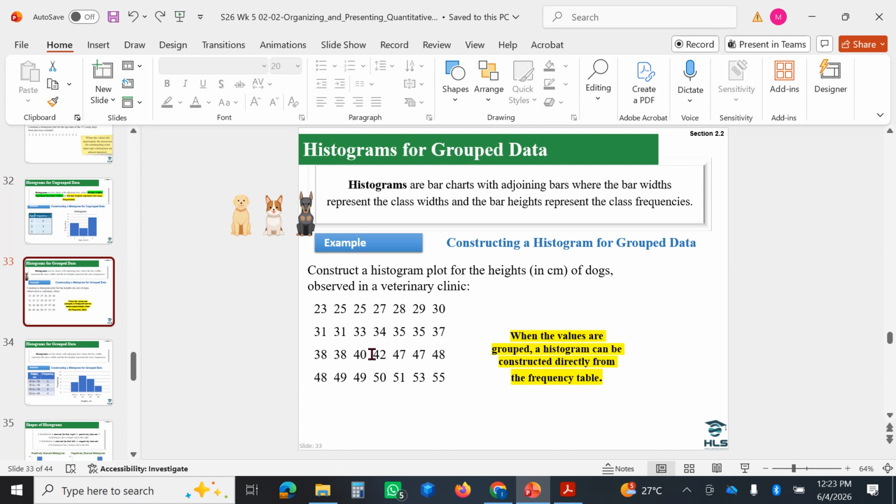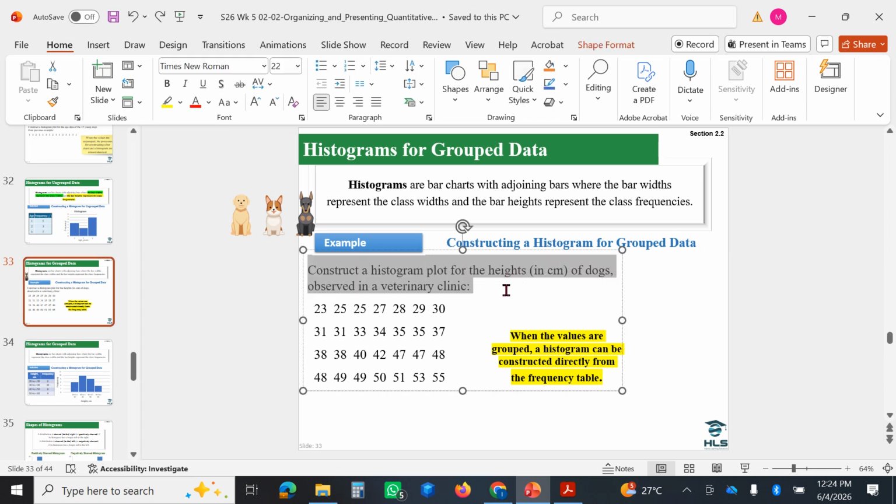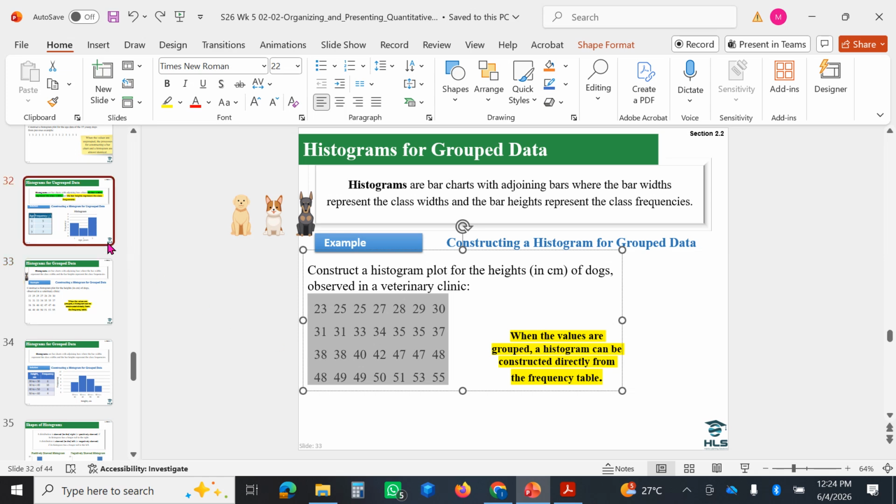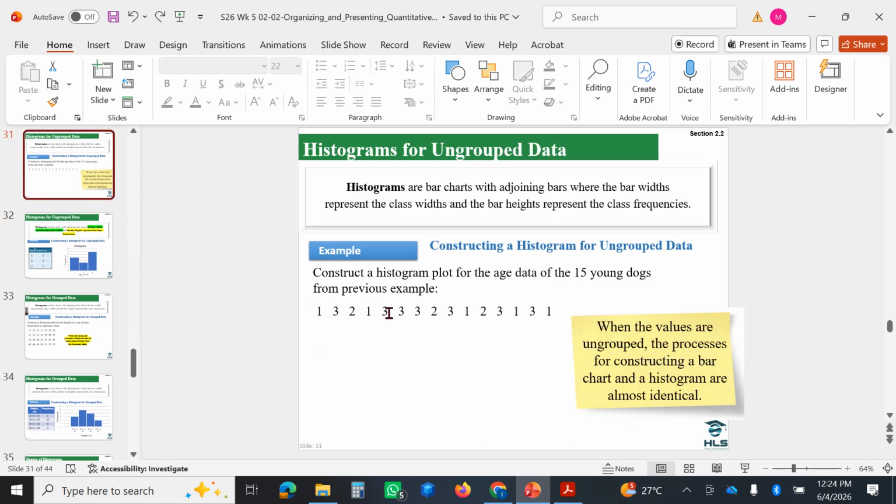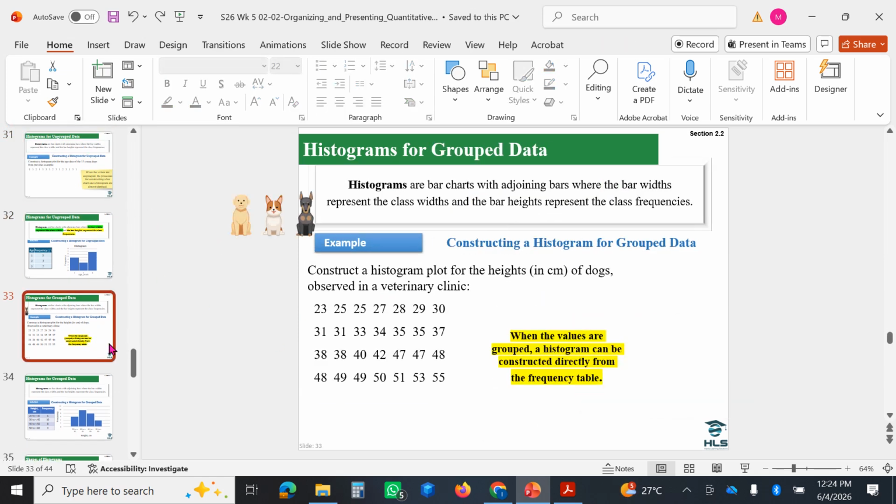So when the values are grouped, a histogram can be constructed directly from the frequency table. So let's group these now. Here we've got: construct a histogram of the height of the dogs observed in a veterinary clinic. These are the heights of dogs. This is a different situation, a new situation with these pooches.